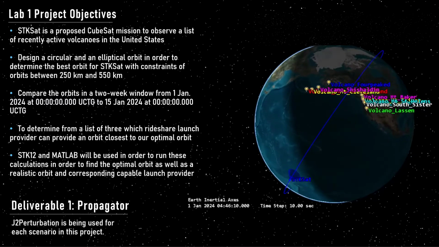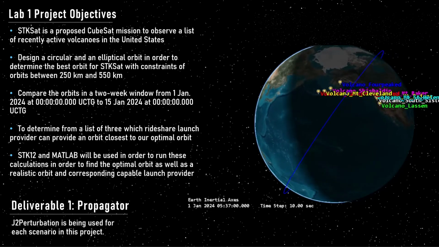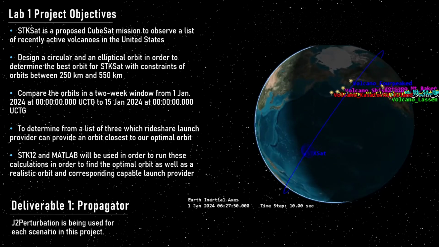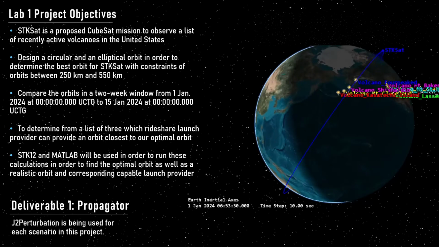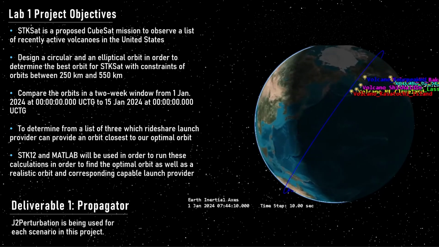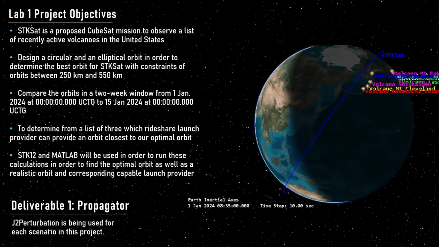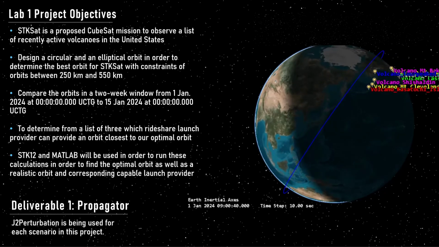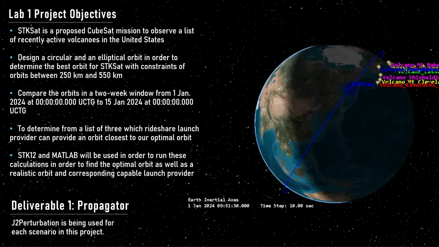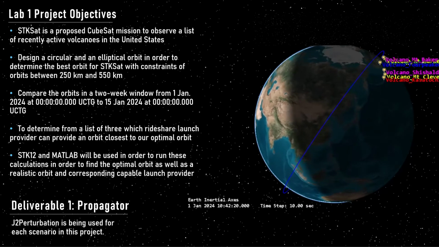We must then compare the orbits over a 2-week window from January 1st, 2024 to January 15th, 2024 in order to find the most optimal orbit. Finally, we must determine from a list of 3 which rideshare launch providers can provide an orbit closest to our optimal orbit. In this lab, I will use STK12 and MATLAB in order to run these calculations to find the optimal orbit, a realistic orbit from a corresponding capable launch provider, and additional orbital information.